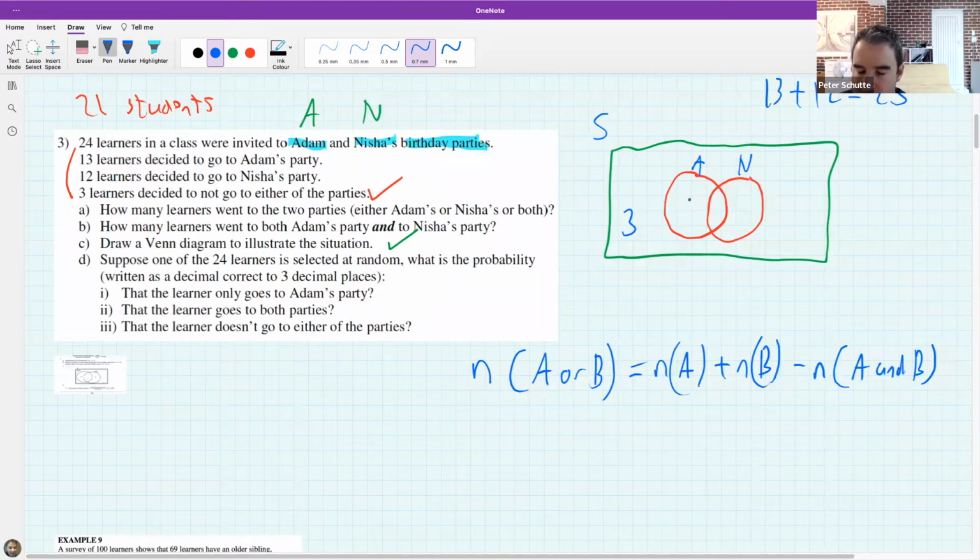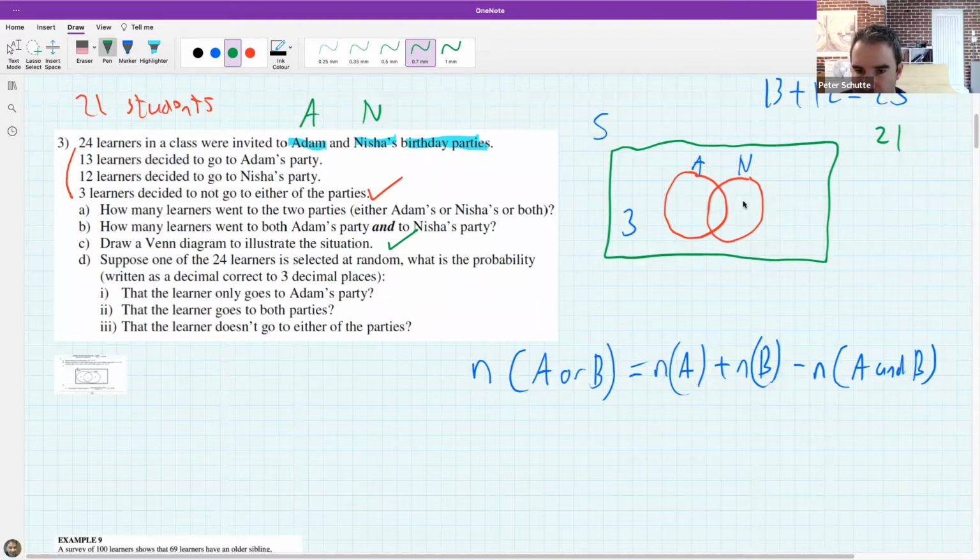And the reason I get to 25 is there's some students that I must have counted twice. So think about that for a moment. If I said 13 students went to Adam's party and 12 students went to Nisha's party and there was nobody in the middle, can you see that the number I've got is too big? So the only way that the 21 can work is if some of the students are going to be in the middle.